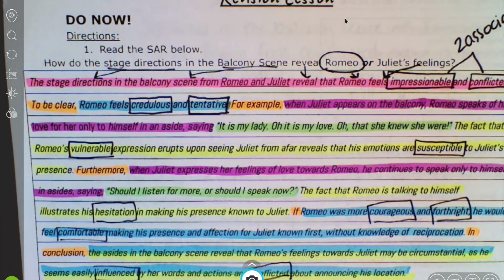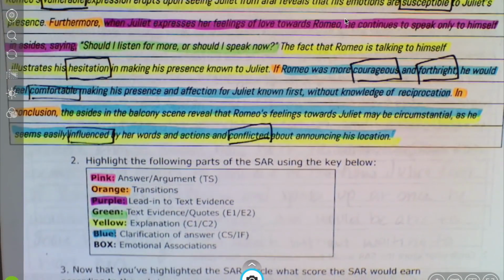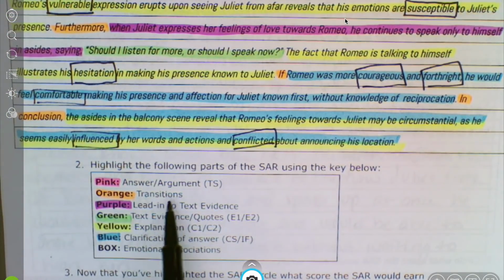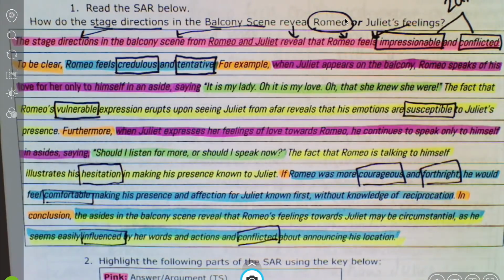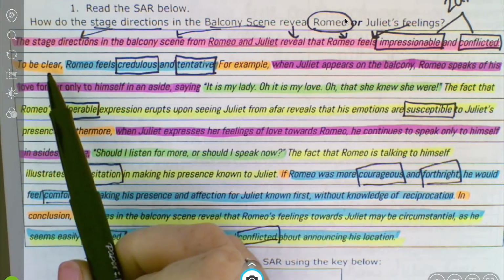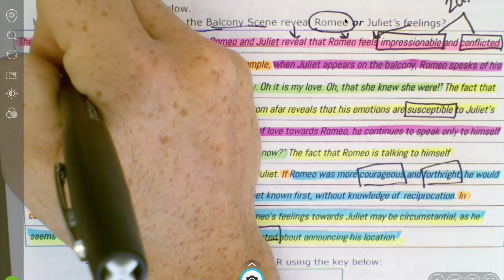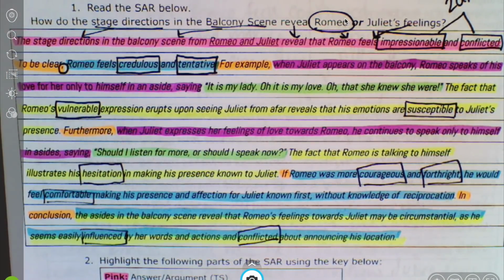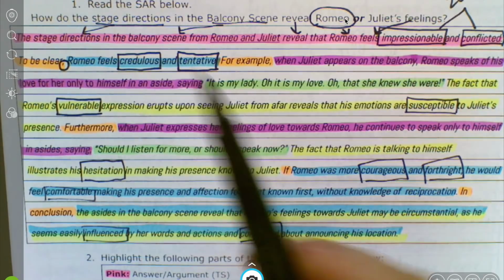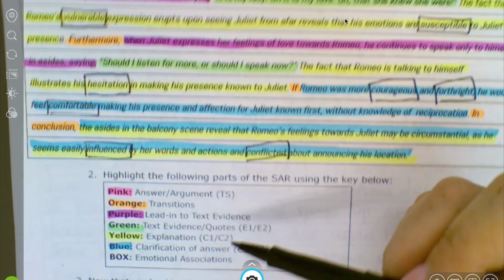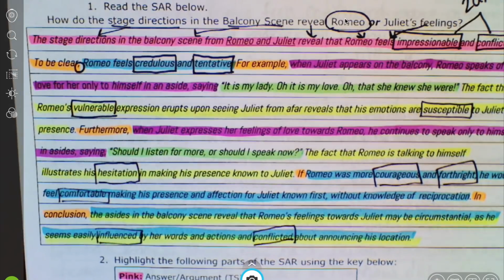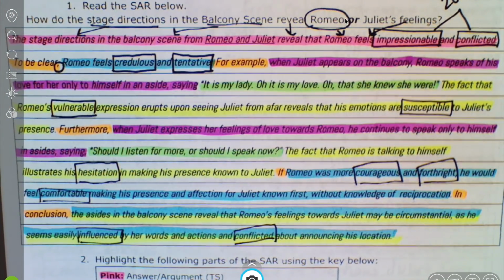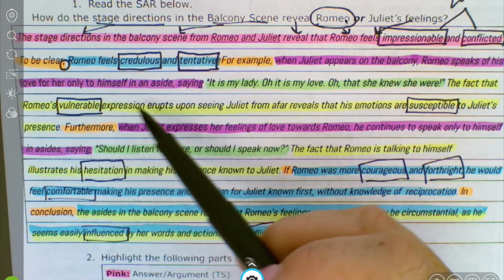All right? Then the next part of the key in the middle/bottom of that page is orange, transitions. The next sentence starts with the words "to be clear." We know that is our transition into our clarification sentence, so I've highlighted it in orange. A good way to find your transitions is that they should have a comma at the end of them. So it says "to be clear," and then in blue I have highlighted my clarification to my answer, which is that Romeo feels credulous and tentative. I know these are big words, so I will show what that means in a second.